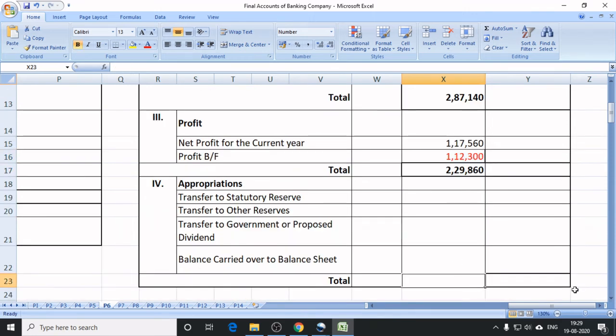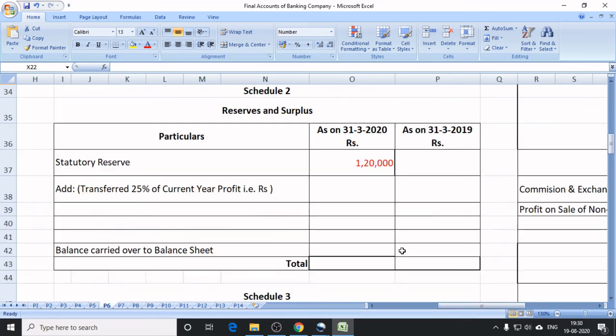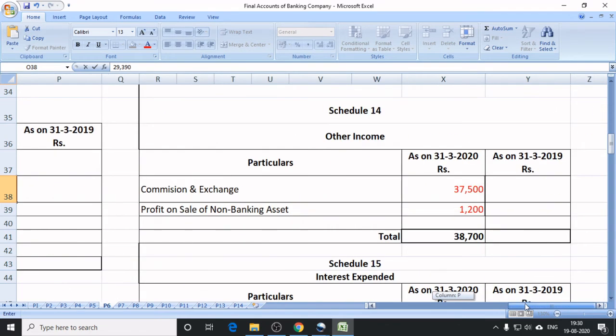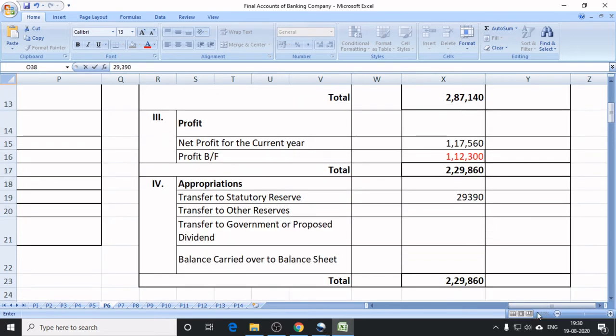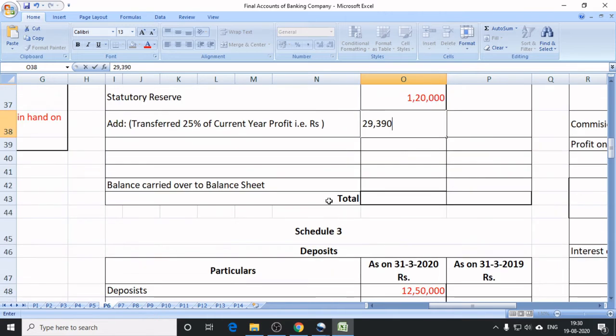Now let's make the appropriation. So 2,29,860. Here first transfer a sum equal to 25% of the net profit of the current year to statutory reserve. So 25% of the current year profit, that is 1,17,560. This is the amount, 29,390. So here we have to transfer 29,390 to statutory reserve, schedule number 2, and the current year profit is 1,17,560.